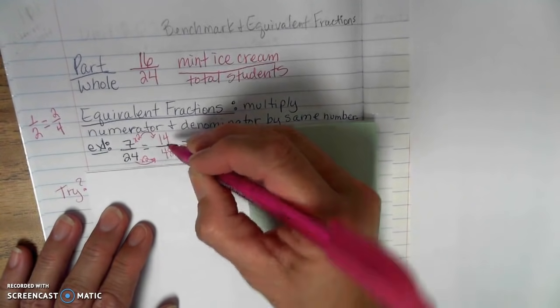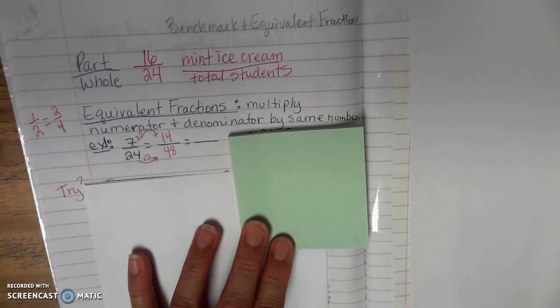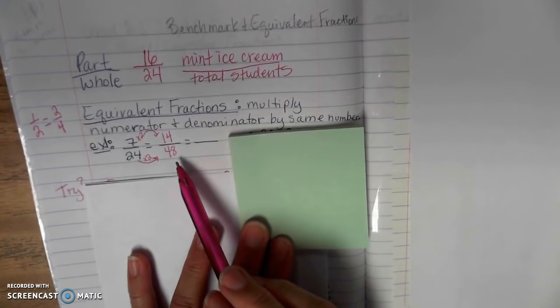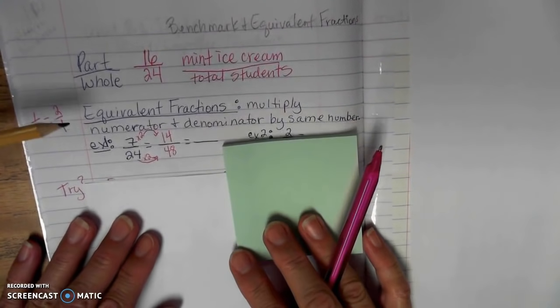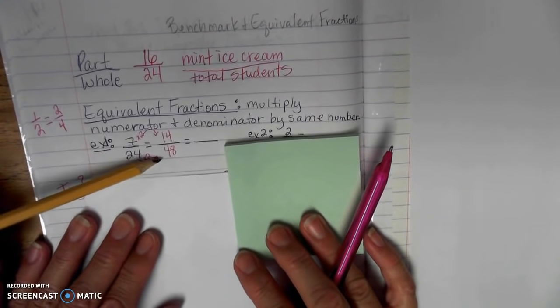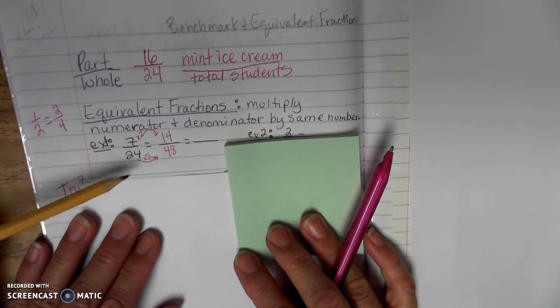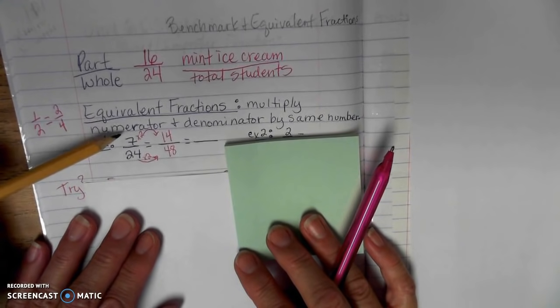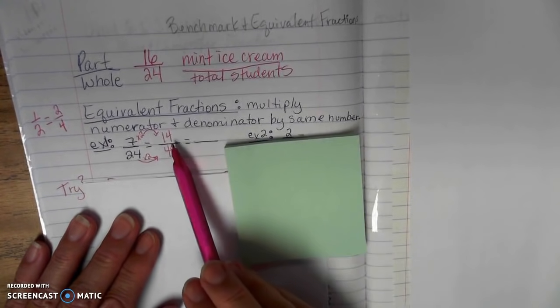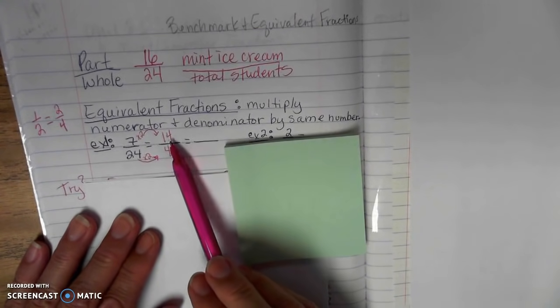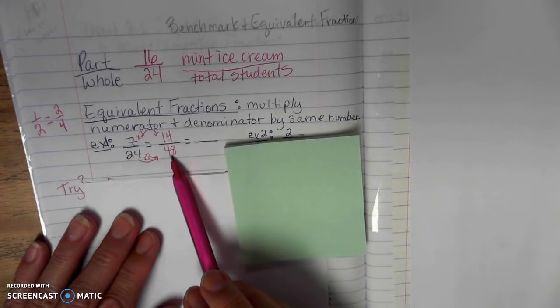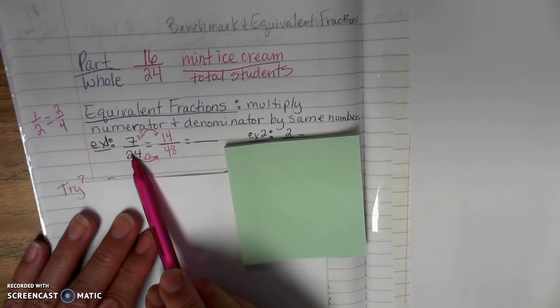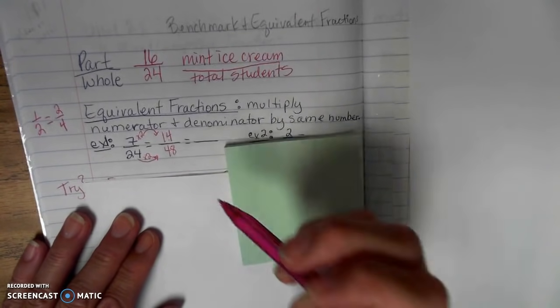And 24 times 2, we said, is 48. So the equivalent fraction here is 14 out of 48. So 14/48 is the same fraction. They represent the same parts as 7 out of 24. Right. And if we did it in reverse, if we simplified, 14 divided by 2 is 7, 48 divided by 2 is 24. Right. So equivalent fractions can go either way.